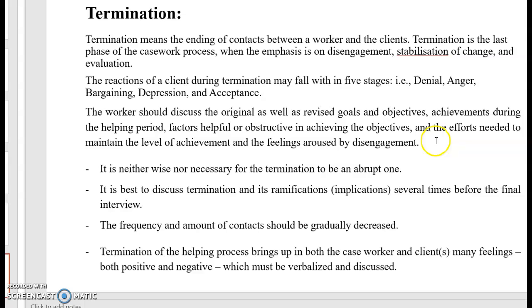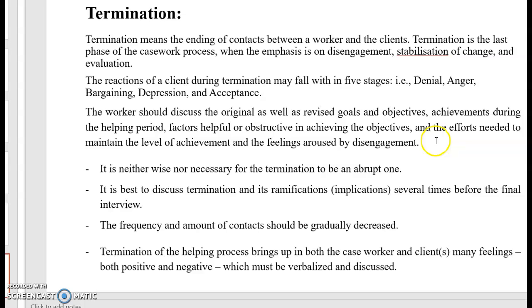So overall, what have we learned? We have learned the 7 stages of social casework practice. What are the 7 stages? First is intake, meaning the initial contact of the client with the agency, and it's a process of rapport building with the client. Then the next phase is the study phase. Study phase means you will collect information from various sources: from the client, families, peer groups.